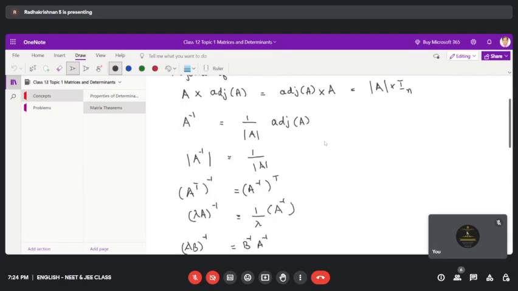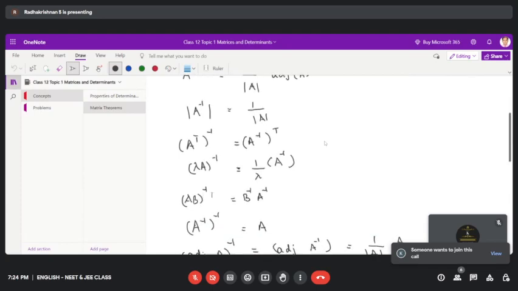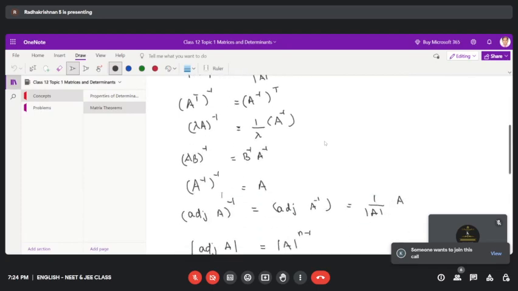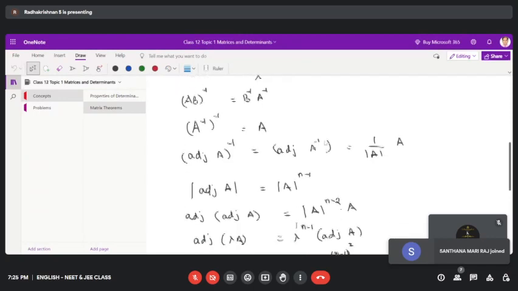If you are CBSE, please go and read the state board book. So A inverse equals 1 by determinant A into adjoint of A. Determinant of A inverse is 1 by determinant of A. The inverse of A transpose is the transpose of A inverse. Lambda A whole inverse is 1 by lambda into A inverse. AB whole inverse is B inverse into A inverse. The inverse of adjoint A is adjoint of A inverse, which is 1 by determinant A into A.